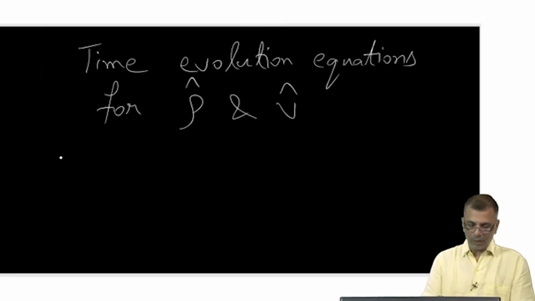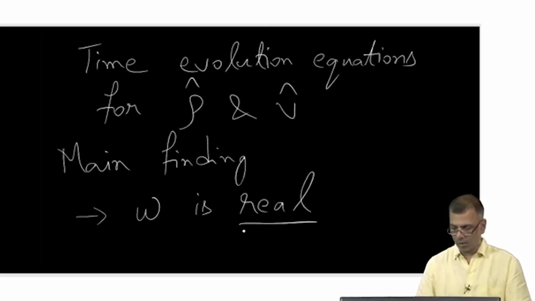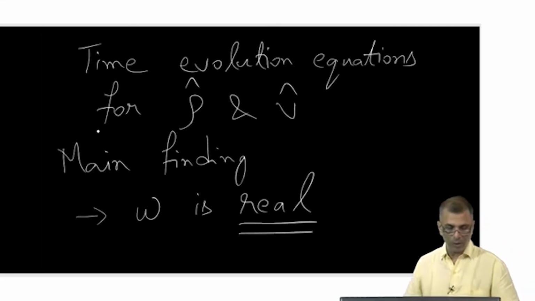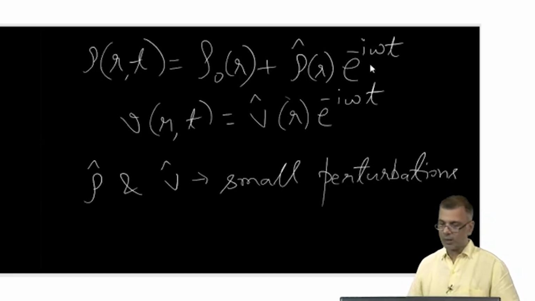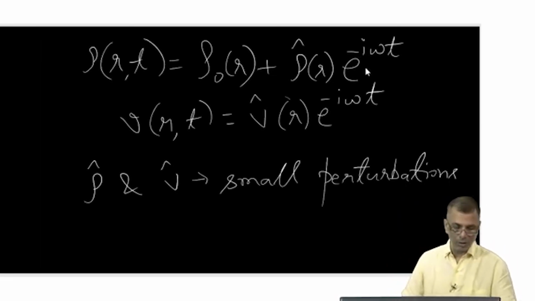Okay. And the main finding is that omega is real. What does this mean? Let us look at this equation again. Omega is real, and this is the assumption. So, if omega is real, this is oscillatory, the e raised to i omega t is oscillatory. What if omega was not real? If omega was not real, this would not be oscillatory, this would be either a growing or a damped solution.